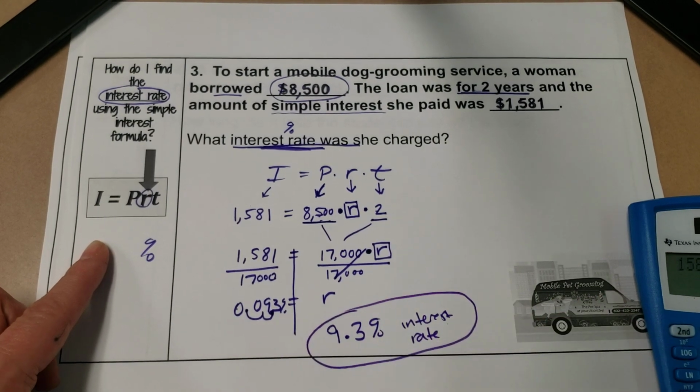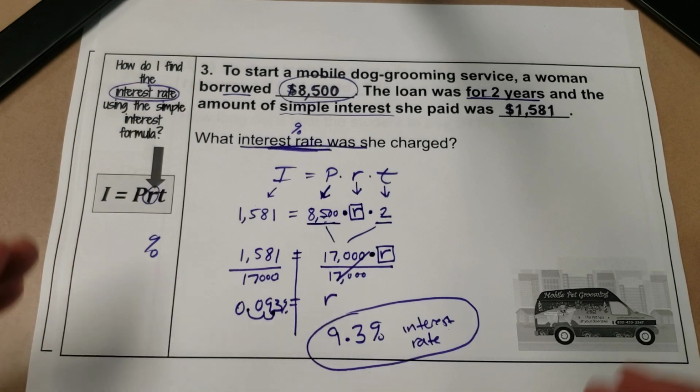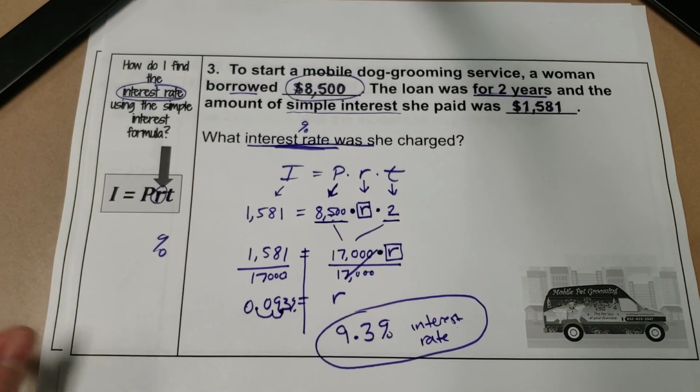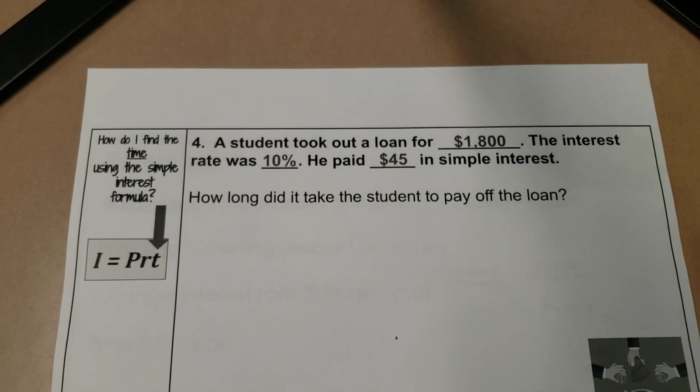So it looks like this woman was charged a 9.3% interest rate to borrow that money. So we were able to use the formula to find a missing part instead of finding the interest. We're going to try one more where we have to do that. Here's our example number 4.